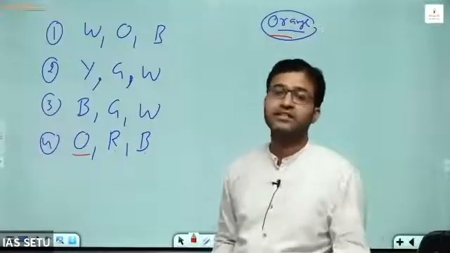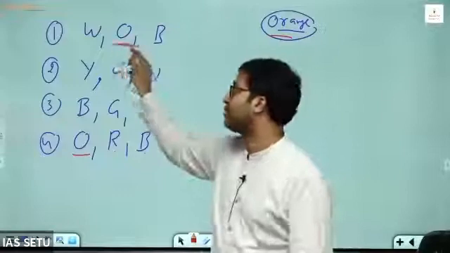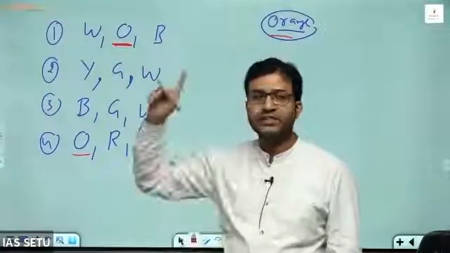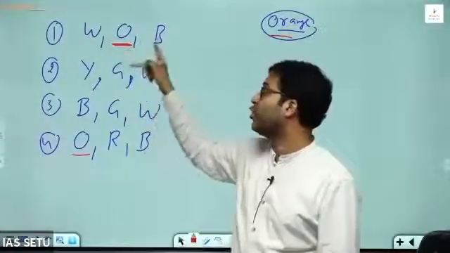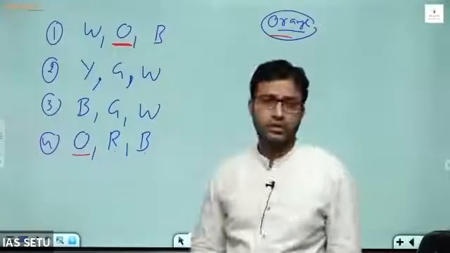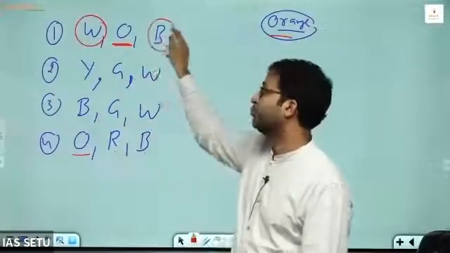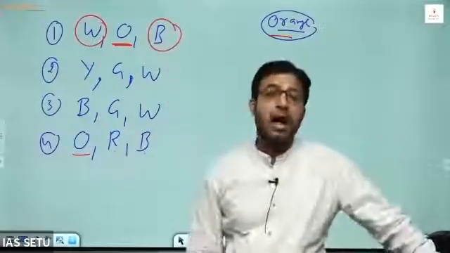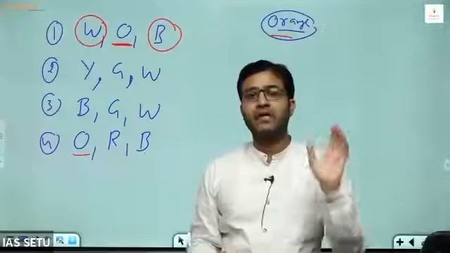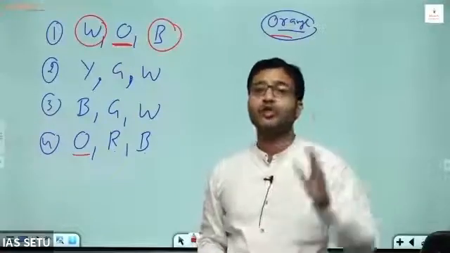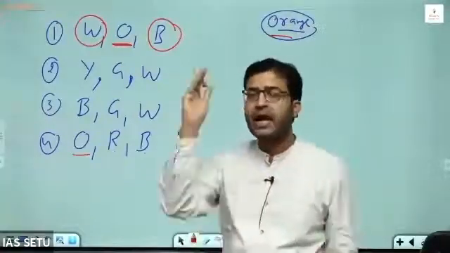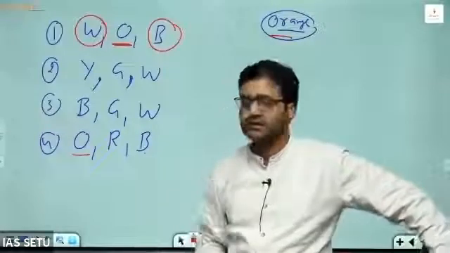Then I check another statement where orange is used. Statement number 1, just concentrate on statement number 1. It is white, orange, blue. Orange is important, but you concentrate on white and blue actually. I'm looking for another statement where I can trace white and blue, so that I can cancel white, white, I can cancel blue, blue, and I get my answer.